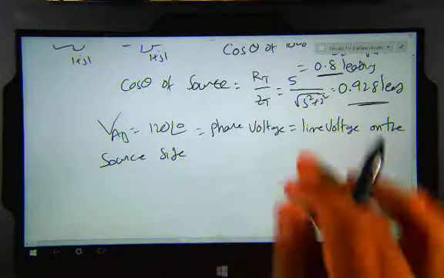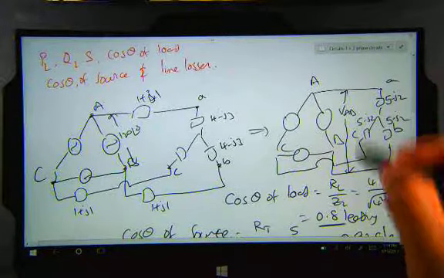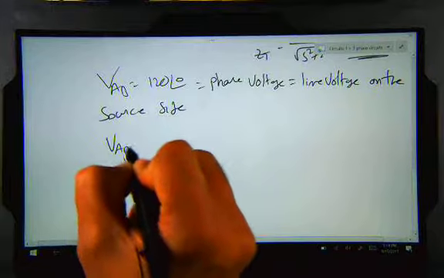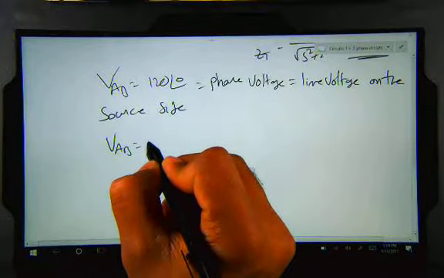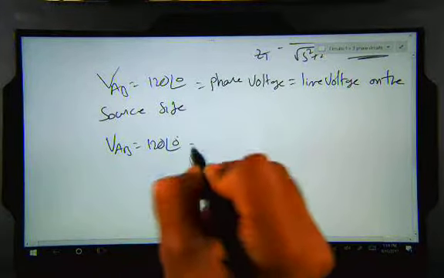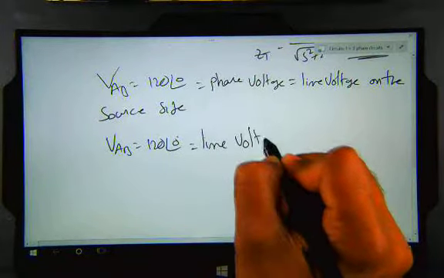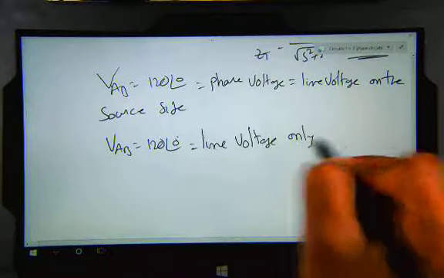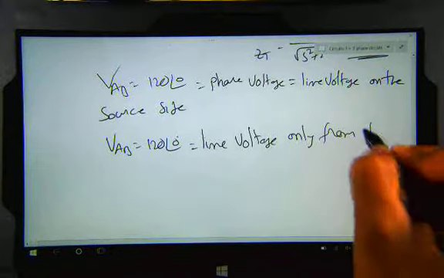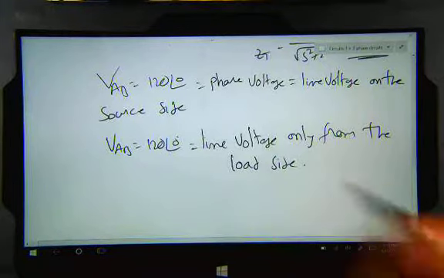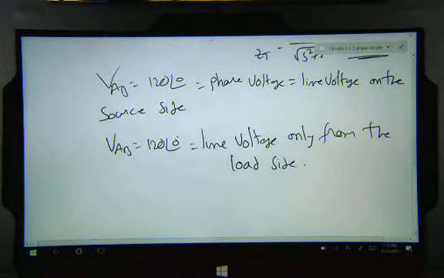But when we look at this from the load side, that 120 is the line voltage. So VAB equals 120 at an angle of 0, which is line voltage only from the load side. So from the load point of view, VAB equals 120 at an angle of 0, that's a line voltage. So it's a star connection.